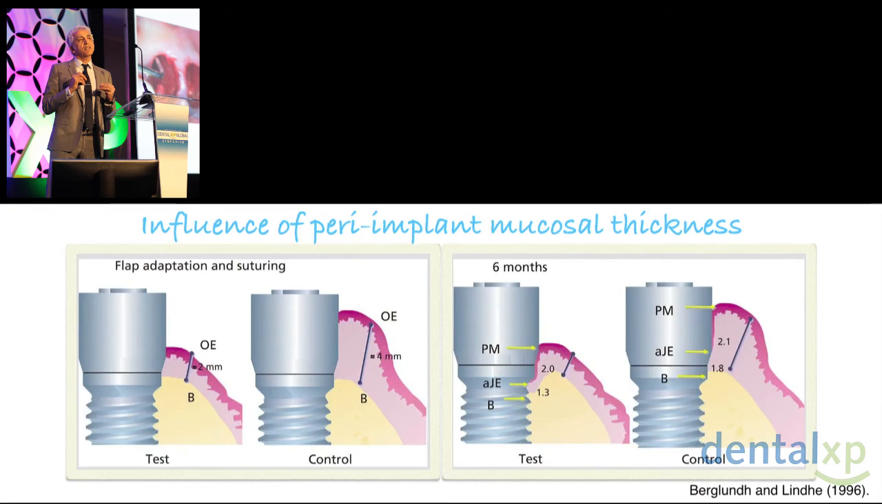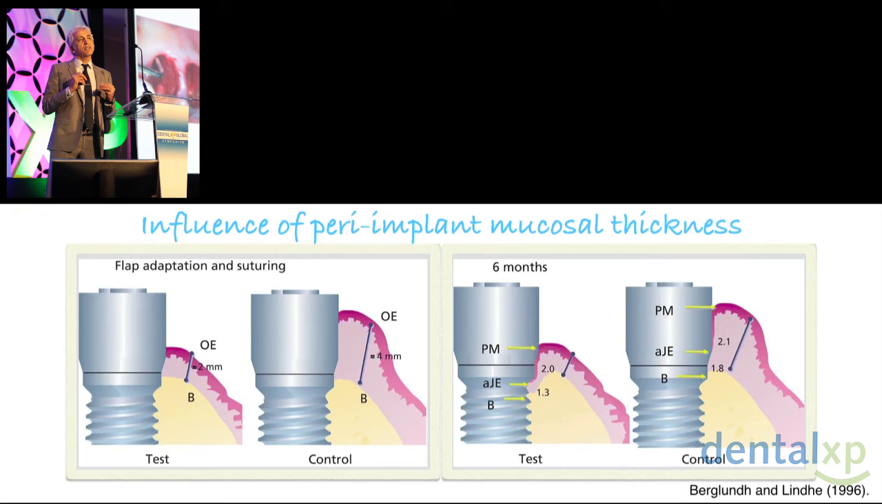So let's go back to the implants and talk about what it is about the mucosa that's important for the health of the implants. In this particular study, in the control group, when they placed the implant, they placed the flap back, and the flaps were about 4 millimeters in mucosal thickness. And in the test group, they thinned out the flap from the mucosal side so that the flap was only 2 millimeters in thickness. So they thinned the flap, and they wanted to know what happens.